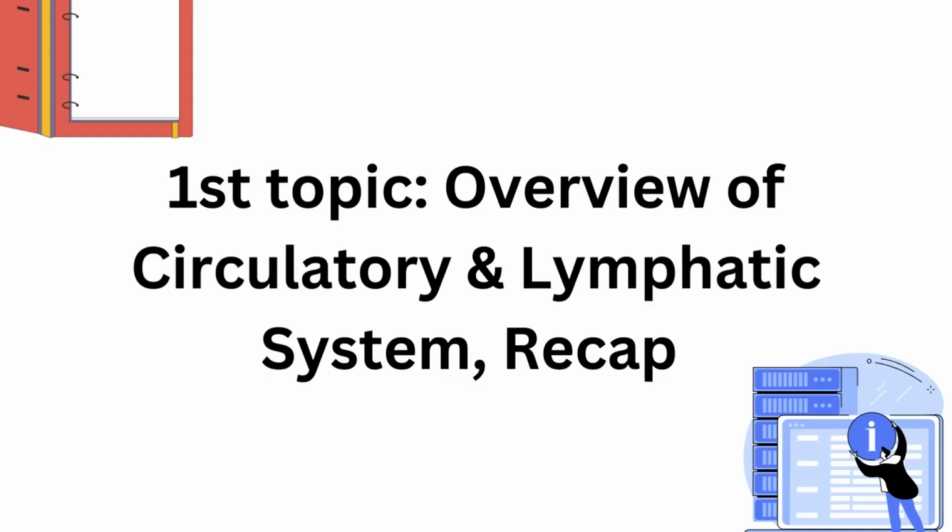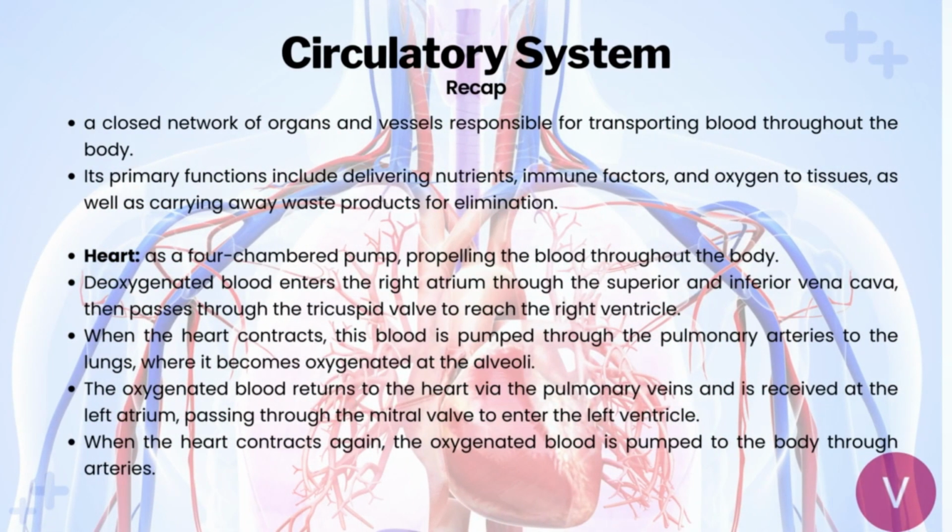Greetings, everyone. I am Vanna Maxine Cruz Ontolan, and I will start with an overview of the circulatory and lymphatic system. A recap: the circulatory system is a closed network of organs and vessels responsible for transporting blood throughout the body. Its primary functions include delivering nutrients, immune factors, and oxygen to tissues, as well as carrying away waste products for elimination. The heart acts as a four-chambered pump, propelling the blood throughout the body.